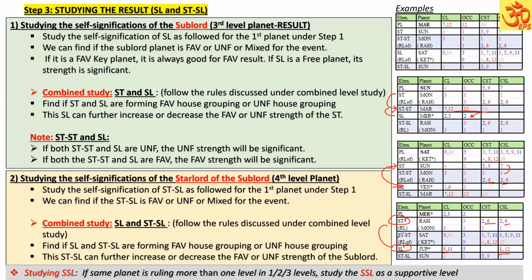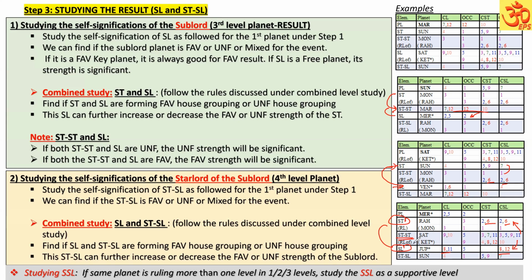But you can see the star lord of the star lord, which is reducing the unfavorable strength of Rahu. Now, Rahu's unfavorable strength is reduced by the star lord of the star lord. So that way, that unfavorable strength is reduced. Now that sublord is having mixed. So what it indicates, the combined levels are more unfavorable, but because the star lord of the star lord is having some strength, the unfavorable strength will get reduced.